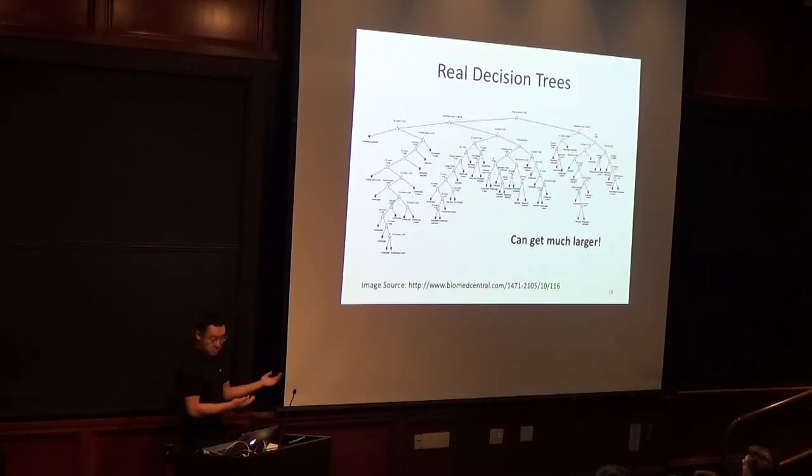Here's actually a very small real decision tree trained on some biomedical data. This is actually very small. Real decision trees can get much, much, much bigger. But this is a real decision tree. Any questions before I talk about training?